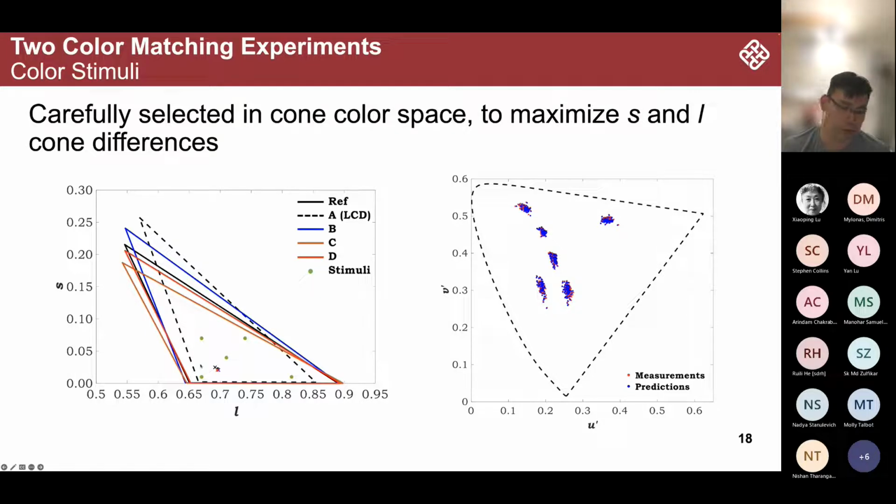And for this one and this one, the L cone excitation is the same, but the S cone has a very large difference. And for these 4, both the L and the S are changing at the same time. So that's the reason we selected the 6. If we put them back into the chromaticity diagram, these are the distributions of the 6 chromaticities we used for the color match, produced by the reference displays. This one is a white color, and the rest of the 5 are more saturated, or more chromatic.